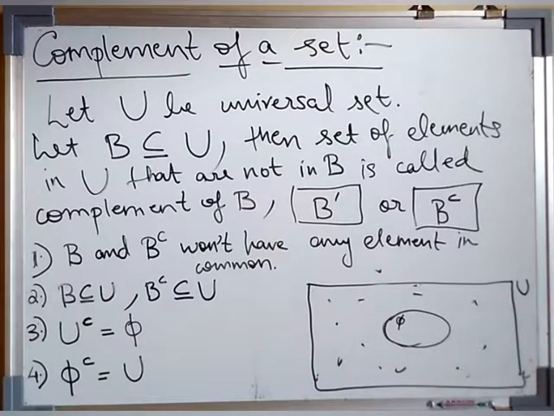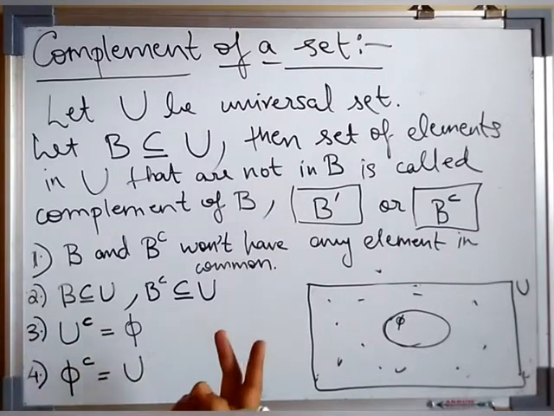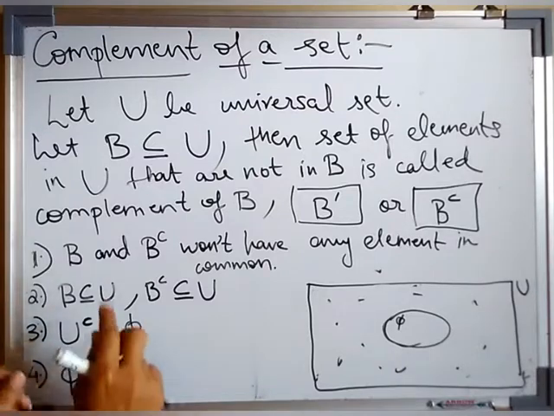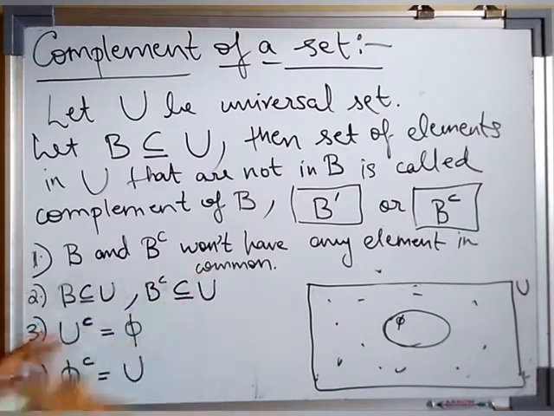These are a few facts about the complement of a set. The complement of an empty set is the universal set itself. The complement of the universal set is empty because there are no elements outside of the universal set that are still inside it. So it should be the null set. So these are the 4 properties.